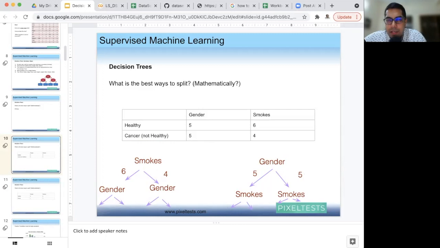Okay, good, good out there. Everybody understood this. Very good. Now I'm saying one of these 2 trees is better, right? And I want you to answer that. Which of these 2 trees is better? Is the smokes tree better or the gender tree better?